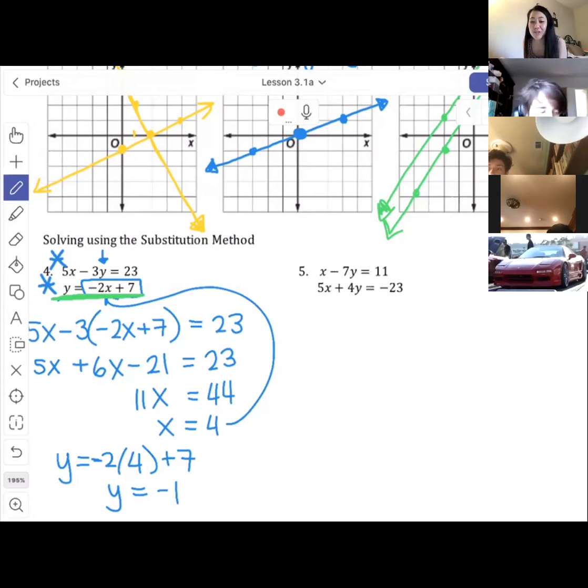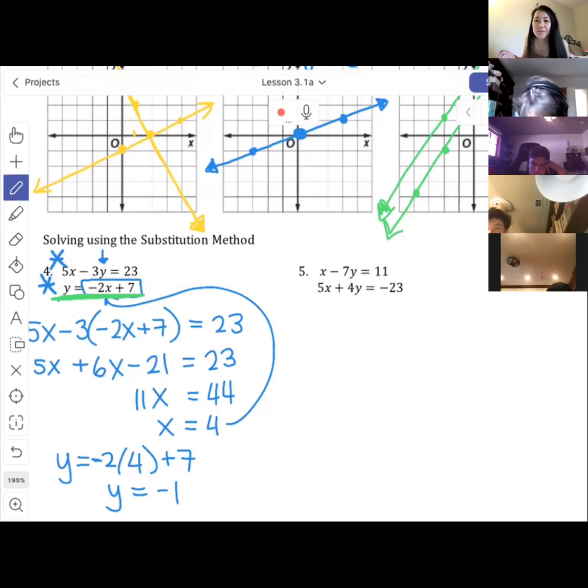Chris, what should I do to set it up better? You should put both equations in y equals mx plus b form. Actually, you only need one equation. You need to solve for a variable. So which variable is the easiest to solve for? X. X, yeah. So solve for x by adding the 7y. And now this you can plug in to that x. All right, so Chris, take it from here.